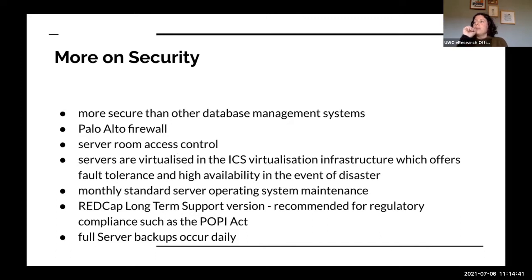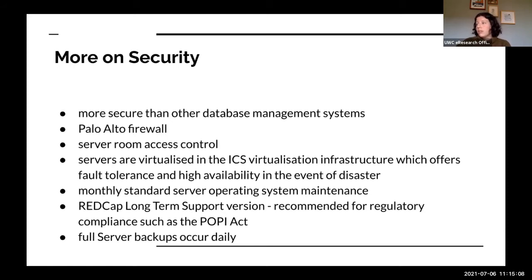The UWC network, which includes the REDCap servers, is protected using a Palo Alto firewall, which is one of the best firewalls available. Palo Alto Networks is a leading security vendor in the market, and the firewall offers the best in terms of security, performance, management, and logging. Server room access is restricted to specific IT personnel and is controlled via keycard access. This is monitored and recorded 24/7.